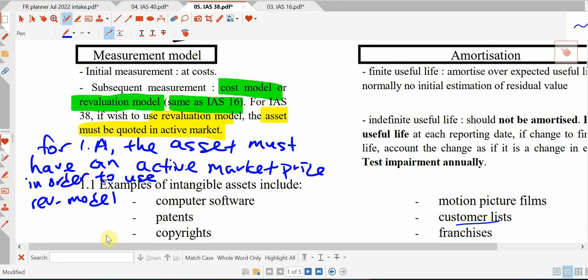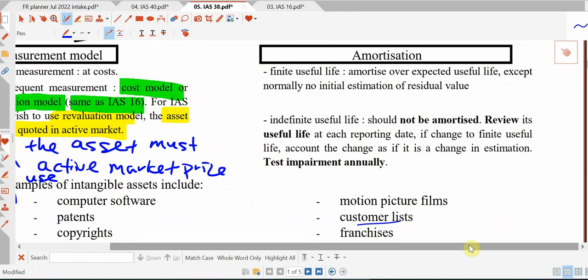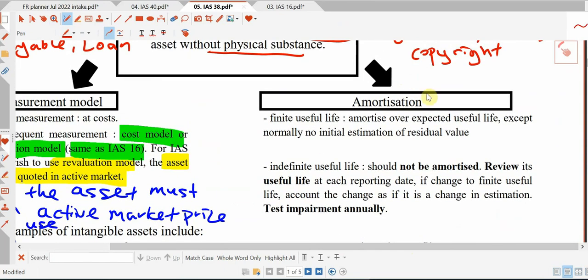Okay. Now let's move to the right side. Amortization. Now this is the same as depreciation. I don't know why they call it amortization, but to me it's the same as depreciation as well. We have two types of useful life here, class. One is finite useful life, which is limited life.